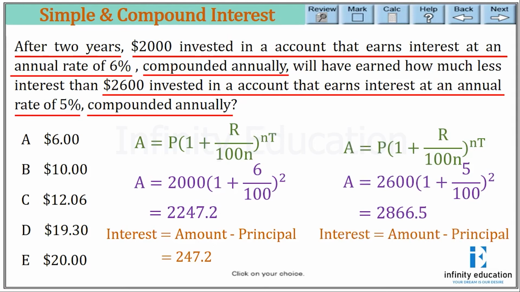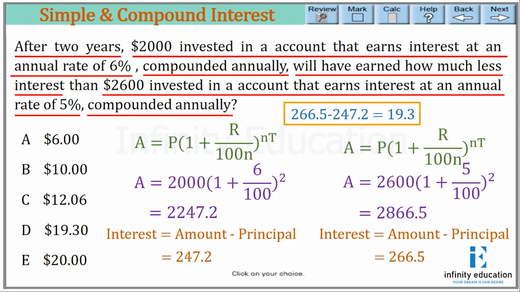So as we know, the interest equals amount minus principal. So we are getting the interest earned from the second account, or better to say with the 2,600 principal and 5% interest rate, with 2 years, we are getting the interest as 266.5. Now the question is how much more it earned than the previous one. So the second interest is how much more than the first one? So we have to subtract the first interest amount from the second. So if we do so, we are having this as 19.3. So D is the answer to the question.